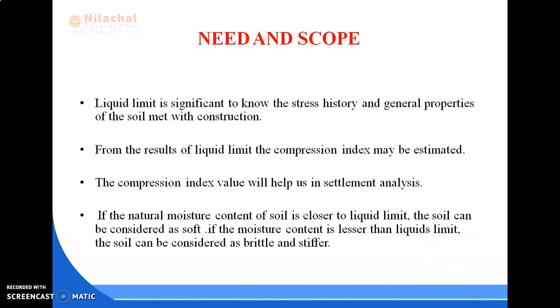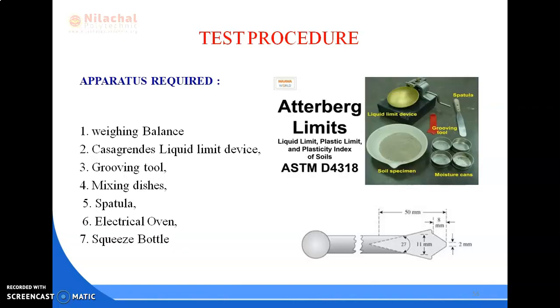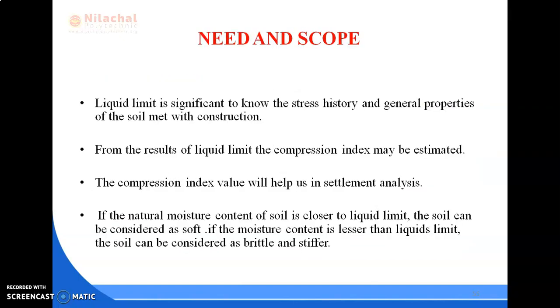If the natural moisture content of soil is closer to the liquid limit, the soil can be considered as soft. If the moisture content is lesser than the liquid limit, the soil can be considered as brittle and stiffer. So these are the need and scope of the liquid limit.